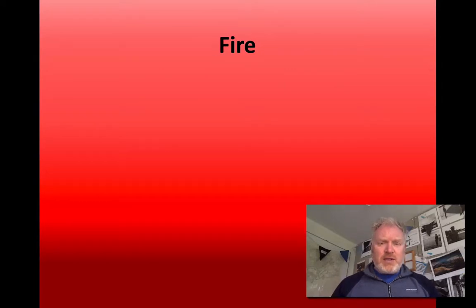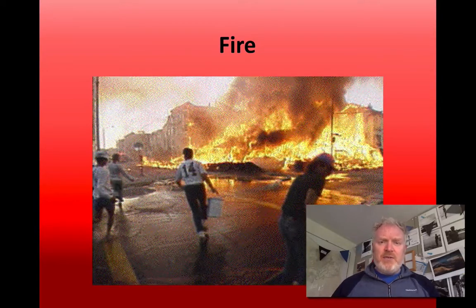One of the other effects that can happen is fire. This image was taken in San Francisco in 1989, but it's not an uncommon thing. Kobe in 1995 had similar issues. One of the things that can break are things like gas mains, electricity cables, oil tanks. The combination of these can lead to fires breaking out.